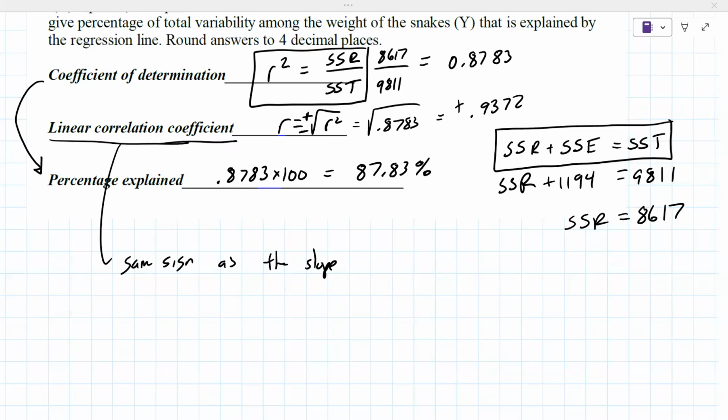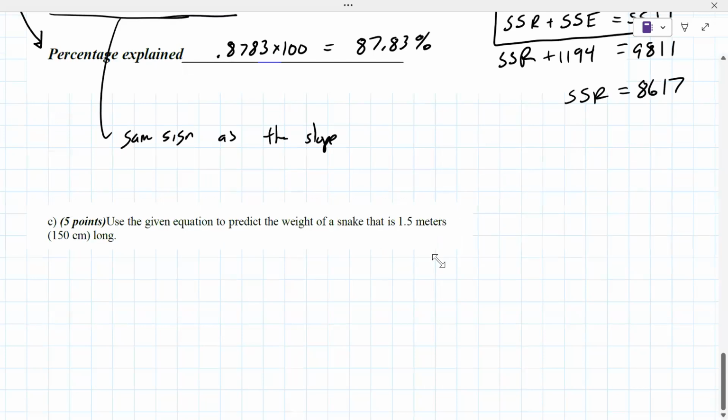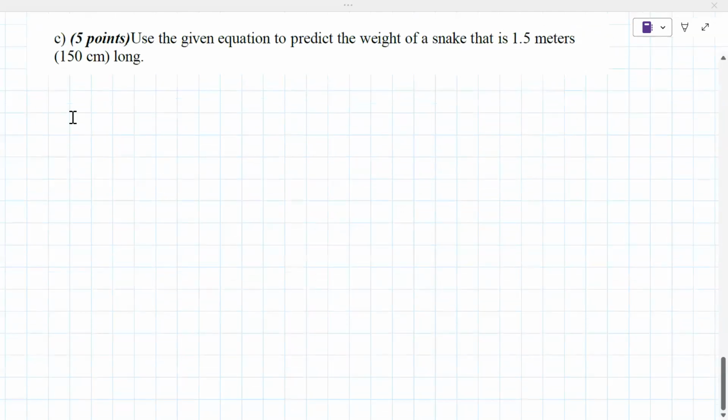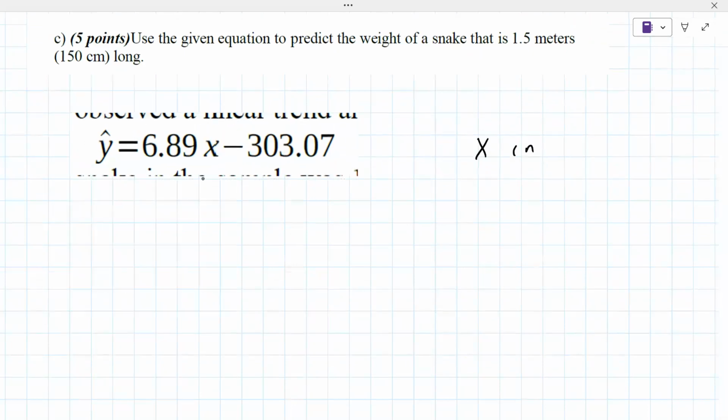Okay. We're on to part C now, which says use the given equation to predict the weight of a snake that is 1.5 meters. Your instructions being slightly deceptive here. X is supposed to be in centimeters. So you have to be able to convert 1.5 meters to centimeters. You do that by multiplying by 100.